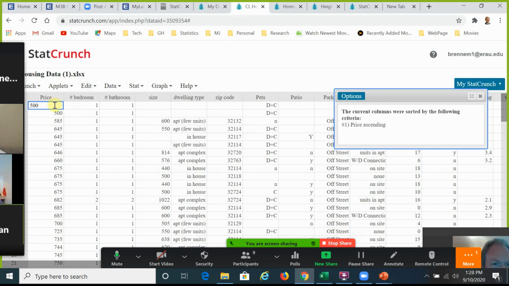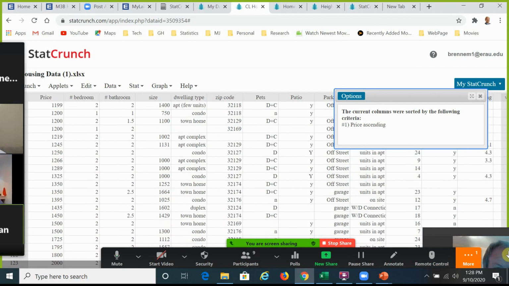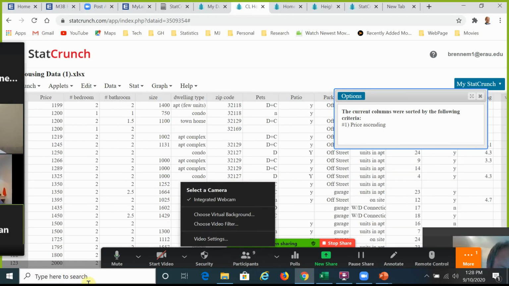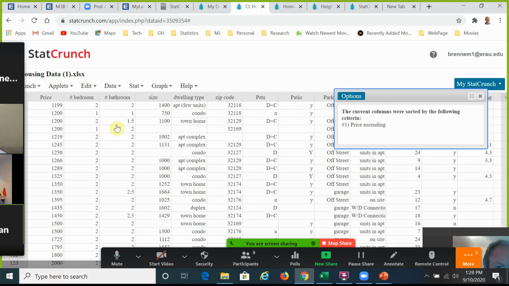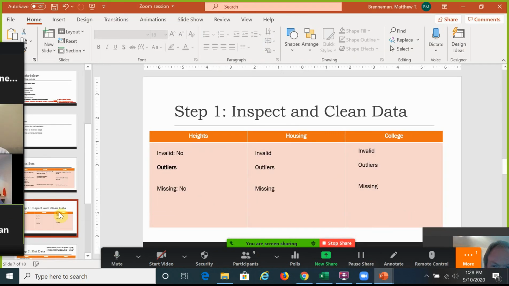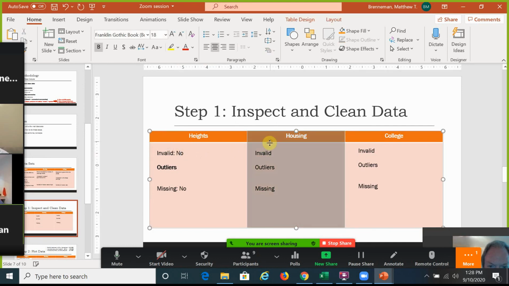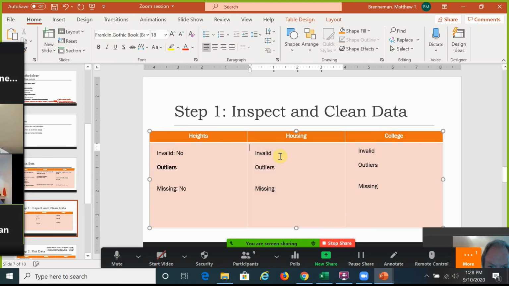Okay, so I see that the lowest value apartment's 500. That's possible. I don't know where that would be at, but it's possible. And the highest is 2,000, which is definitely possible in Daytona Beach. Okay, so we don't have any invalid data values, nothing that seems like an outlier, and we don't have any missing data values, right? So I can just take this. That's okay. I'll just type it in.